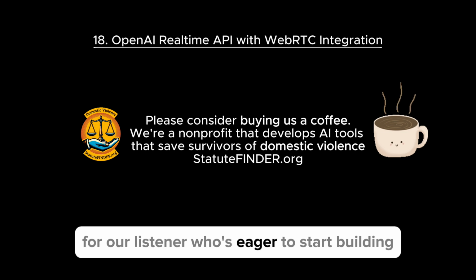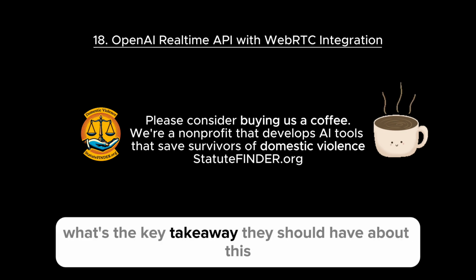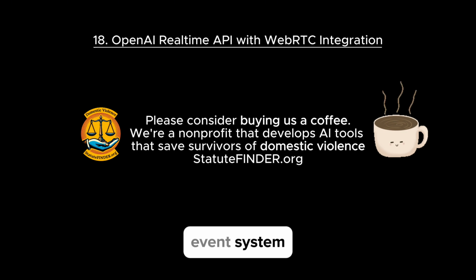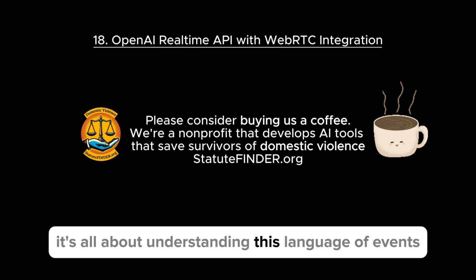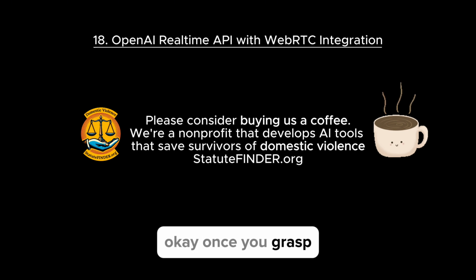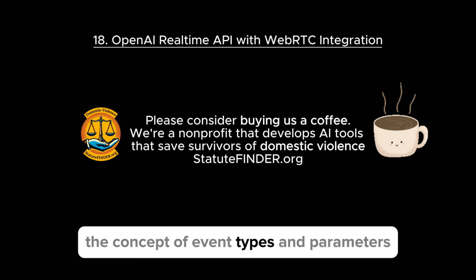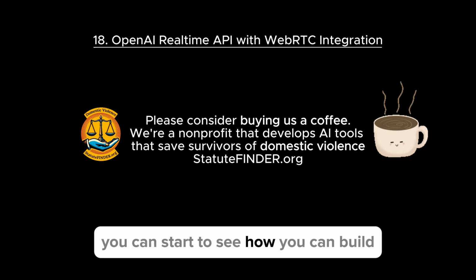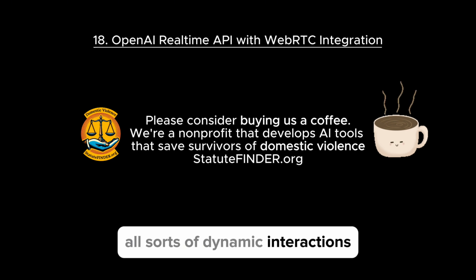For our listener who's eager to start building, what's the key takeaway they should have about this event system? It's all about understanding this language of events. Okay. Once you grasp the concept of event types and parameters, you can start to see how you can build all sorts of dynamic interactions.